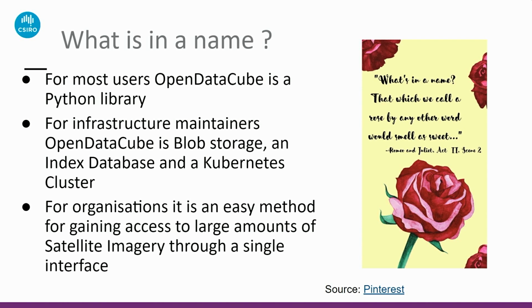Previously, there was a talk about PySpark. And it was funny how PySpark is a wrapper around Scala. So for me, I mostly work at the infrastructure layer, which I will talk about later. To me, it looks like a bunch of blob storage, an indexing database of some sort, a Kubernetes cluster. For an organization which doesn't care about the nitty-gritties, or like CSIRO, which is full of scientists, it's an easy method for gaining access to large amounts of satellite imagery through a single interface, being able to process it at scale and get the scientific questions answered.